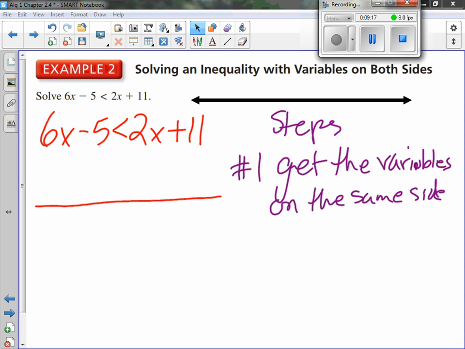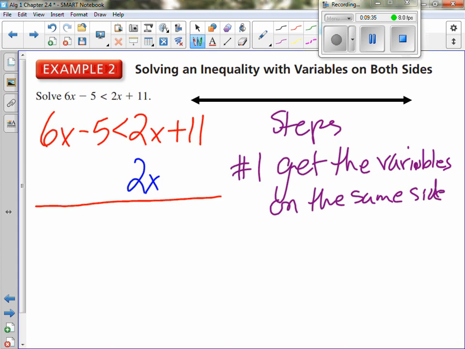So I would need to do something with the 2x, yes? At this point here, we're not really worried about multiplication or division. It's really all adding and subtracting. So what would I do? Would I add 2x to both sides, or would I subtract 2x from both sides? So is 2x positive or negative? It is positive, yes, because it doesn't say. So since it's positive, we would subtract.